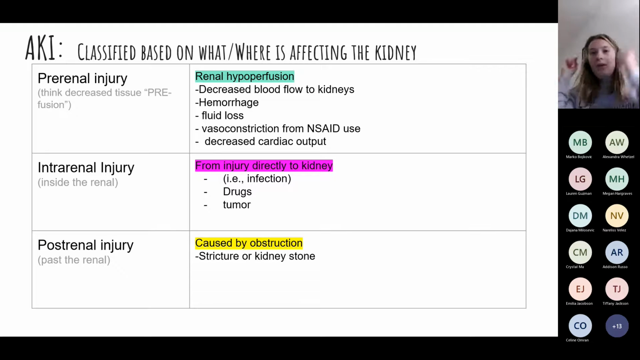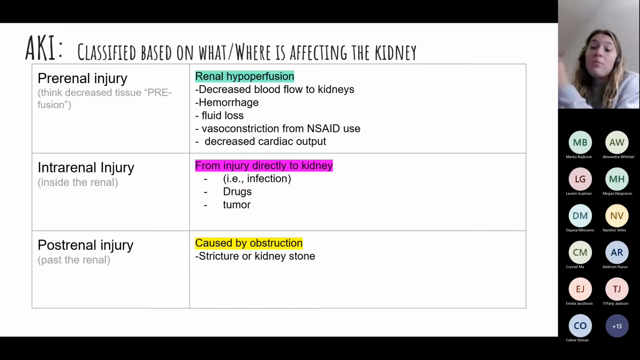If we're talking about an acute kidney injury, basically we're going to classify our kidney injury on where this injury is not necessarily occurring, but why, if that makes sense. It's a little bit tricky. But if we're having a pre-renal injury, think before the kidney. So my kidneys are being injured by something that's outside of my kidney. So usually it's going to be renal hypoperfusion, decreased blood flow to the kidneys.